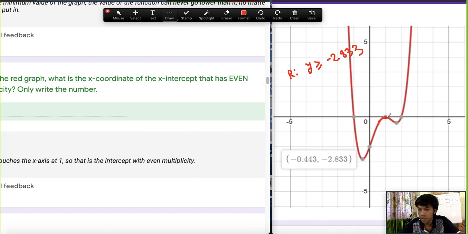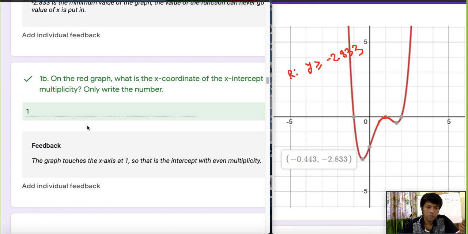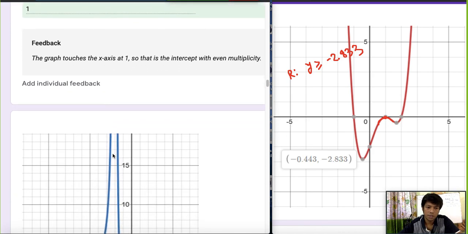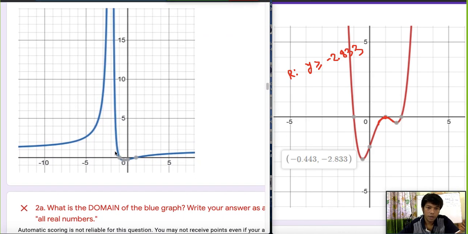So what is the value here? 1, right? This is 5, that means 1, 2, 3, 4, 5. So this is 1. That means the answer of this question will be 1. So at 1 it is even multiplicity, because that point is touched. That is the reason.